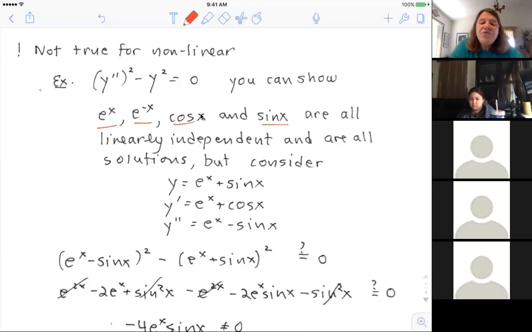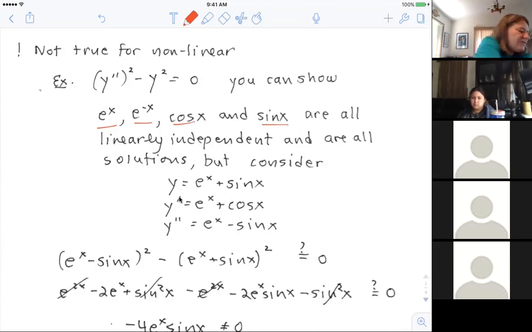But it's not true for linear that if you take a combination of any of these, you'll also get a solution. This one's easy to see. If you double differentiate e to the x, you'll get e to the x squared, which is e to the 2x. If you raise e to the x to the second power, you'll get e to the 2x. That's certainly a solution. This will also be a solution. Cosine will be a solution. You can see the derivatives bouncing back and forth here and the function, and you end up getting 0 for both of these.